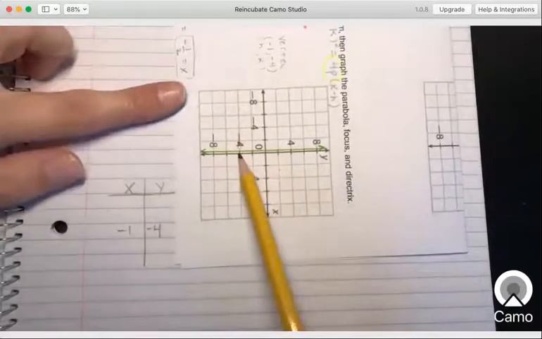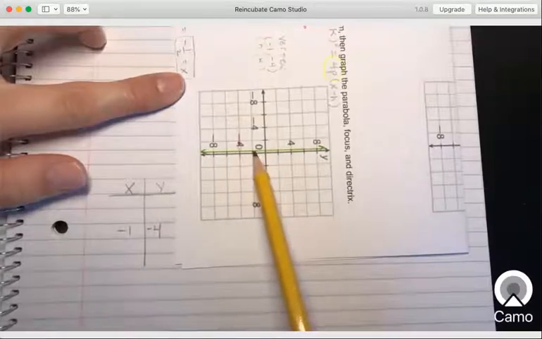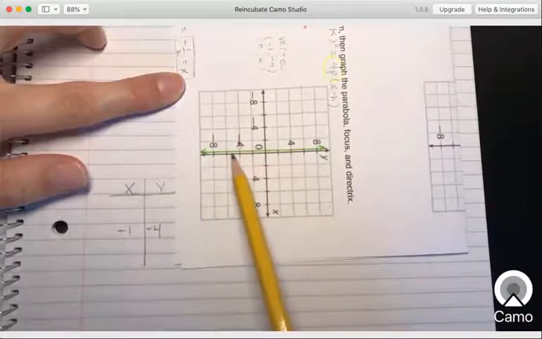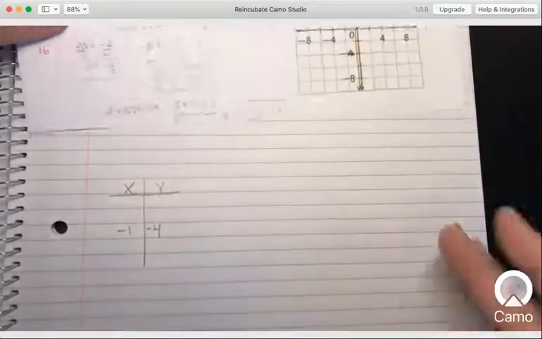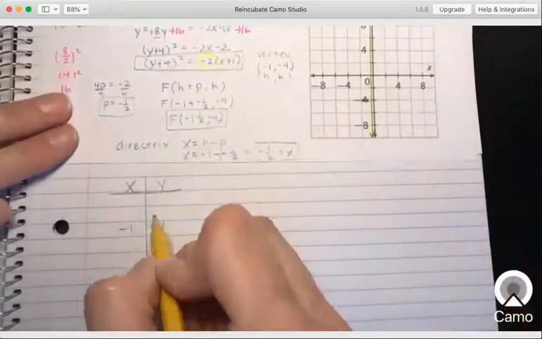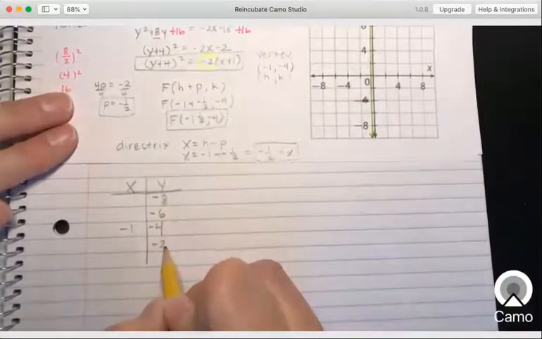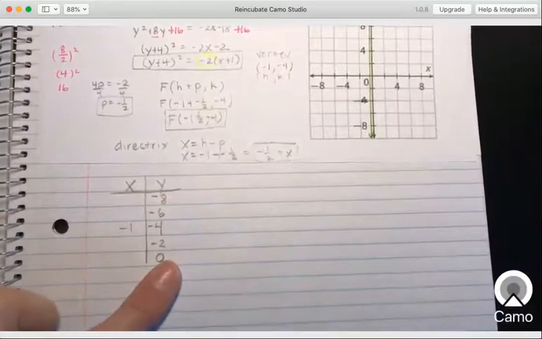So on either side of -4, we have -6, and we have -2. We also have -8 and 0. So I'm picking them the same units on either side of that value, -4. So -6, -8, and then -2 and 0. So I'm plugging in y values and then I can solve for x.